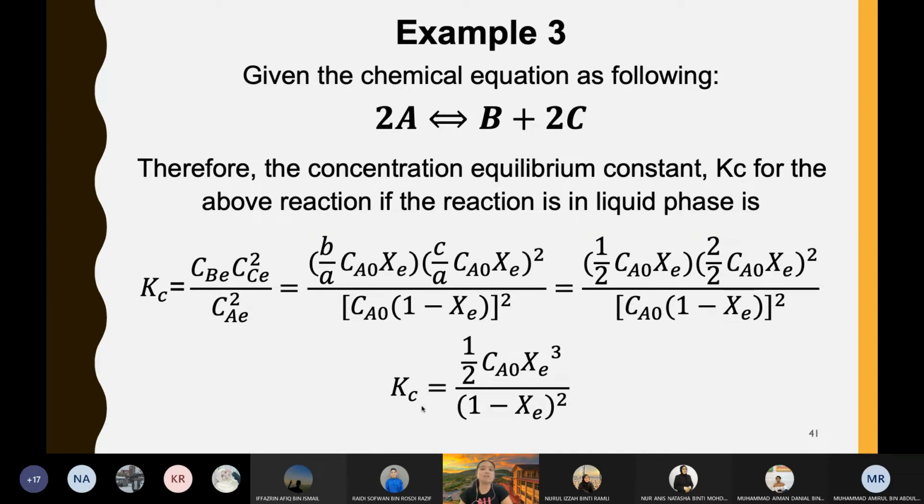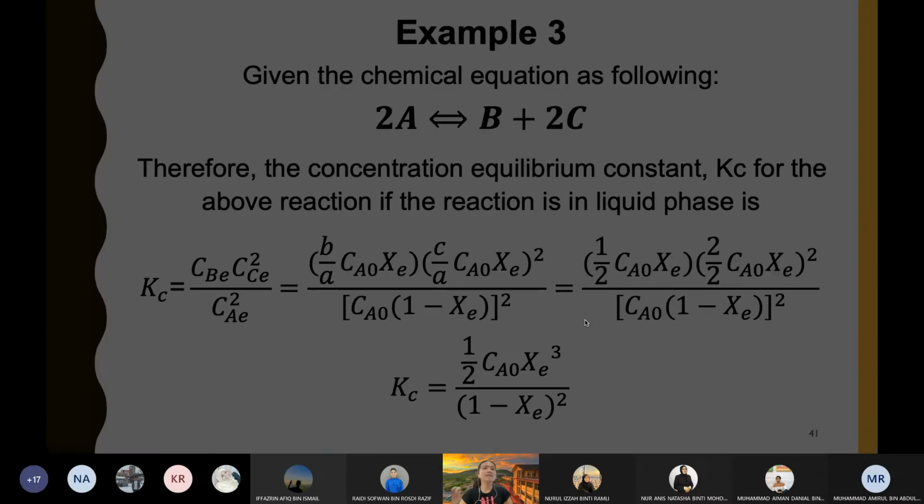And then finally, we get the final derivation. Since in this question they didn't tell us the equilibrium conversion, we cannot solve. But let's say you're given equilibrium conversion as, let's say, 0.4. So you replace it, then you will get the Kc value in terms of numbers. Here there is no number because we don't know Xe.